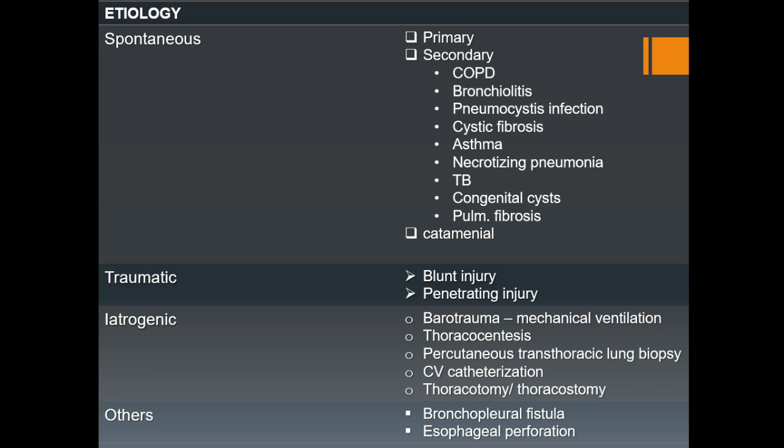Trauma, as I mentioned, either blunt or penetrating. Iatrogenic causes include barotrauma from mechanical ventilation, where a high concentration of oxygen is risky and toxic. Sometimes they say oxygen should be given at 28 to 30%, maximum 32%, but someone says, I will keep it at 100, maybe the patient will benefit. This is oxygen toxicity.